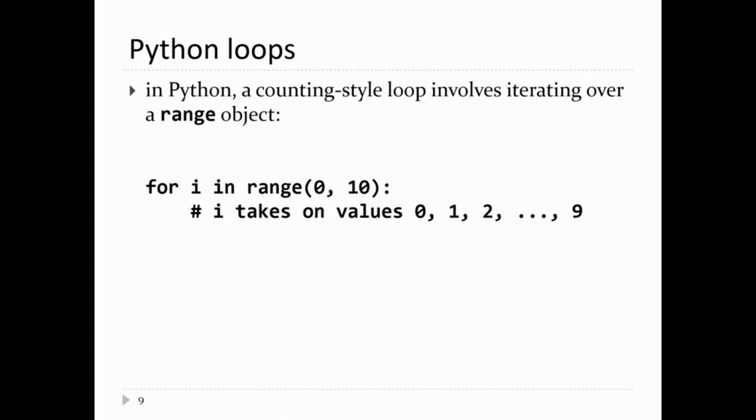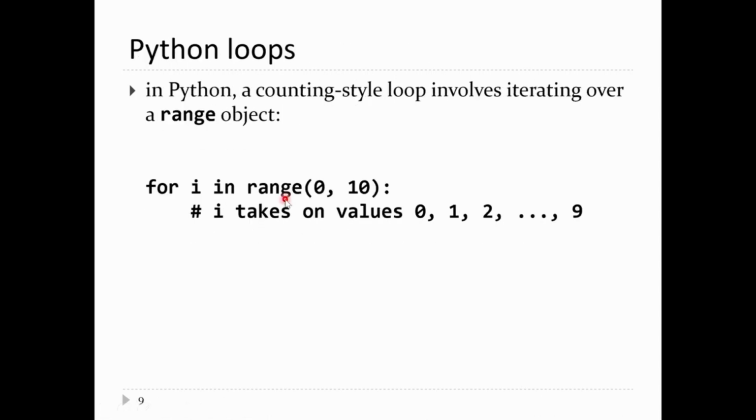Okay, so in Python, you know that all for loops look like that. They're all for i in something. If you want a counting style loop in Python, you know that you use the range class. So if you write in range 0 to 10, you get a loop that counts from 0 up to 9. Of course, you can skip values and you don't have to start at 0, et cetera, et cetera.